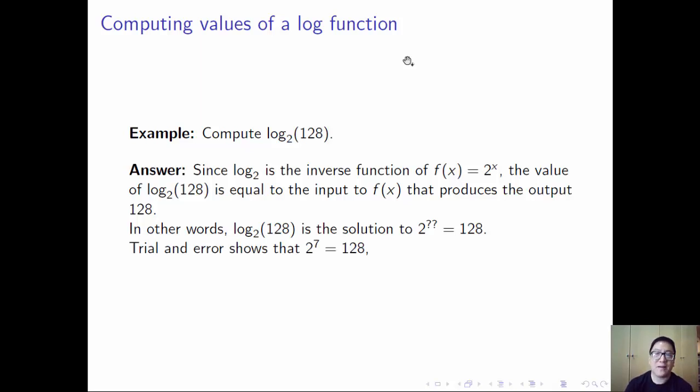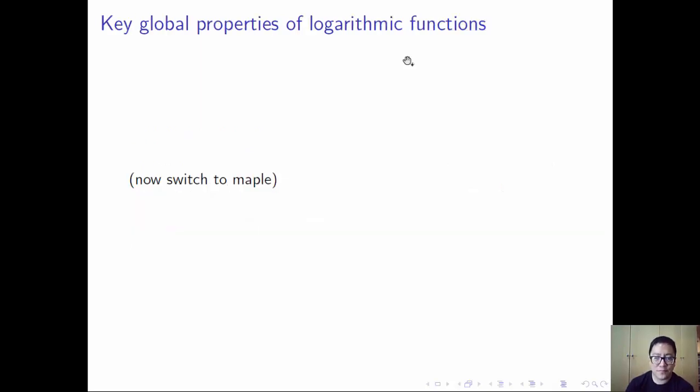So, as a review, I want you to freeze the video right here and see if you can figure out what that tells you about the log of 128 base 2. Well, hopefully you figured out that the log of 128 to the base 2 is equal to 7.